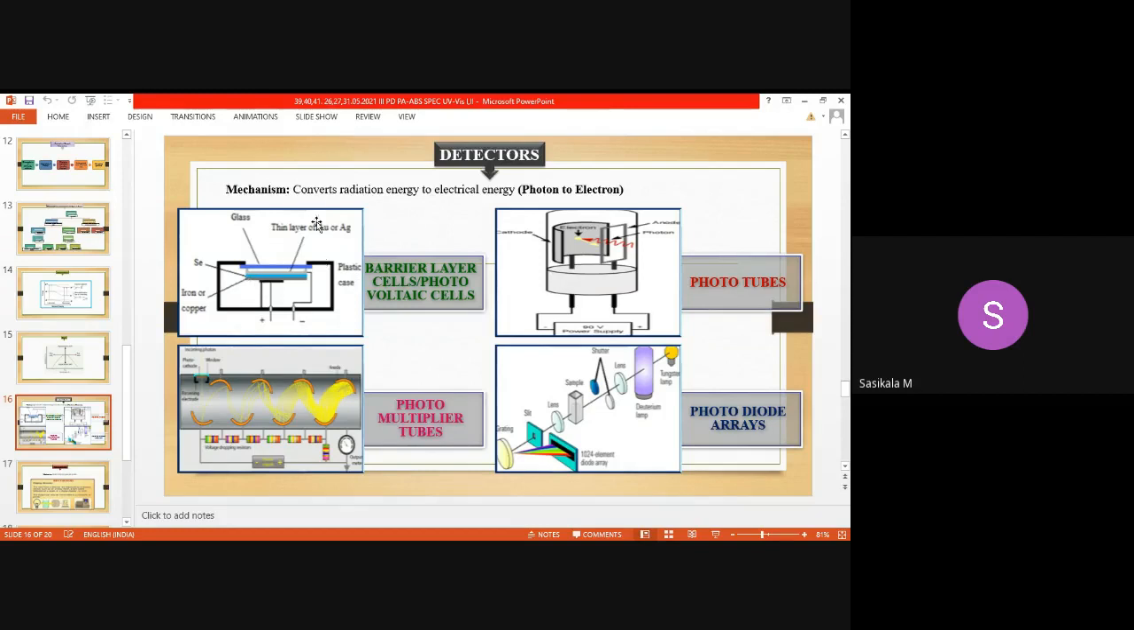You can find a thin layer of gold or silver. It has glass plates, selenium, iron and copper for the reflection of radiations, and then it is placed in a plastic case. When the radiation strikes the detector, what mechanism occurs? Which electrode receives the radiation, the cathode or the anode? The cathode receives the photons from the sample, that is, the radiation energy.